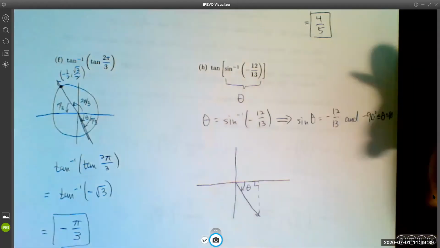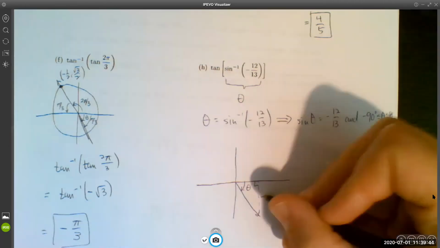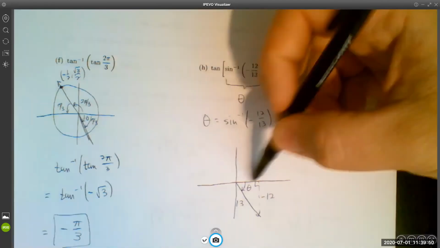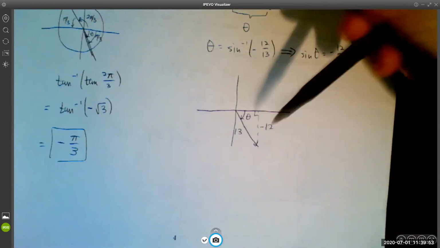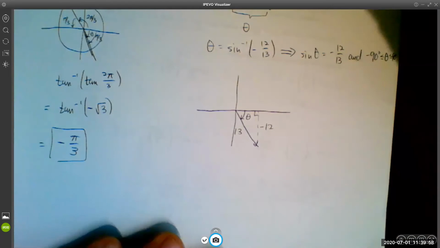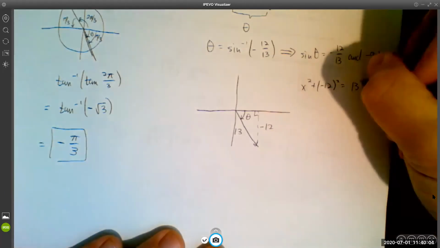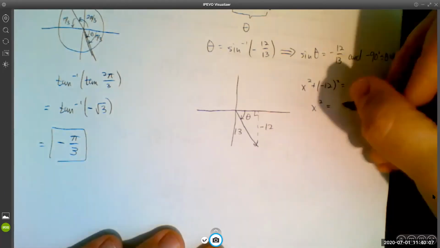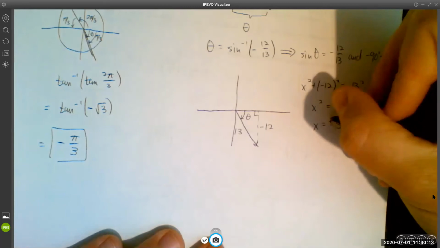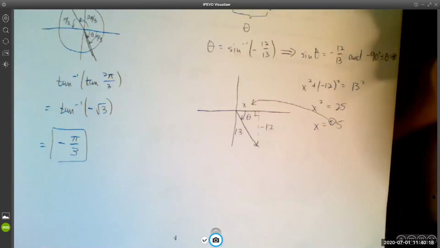Now sine theta is y over hypotenuse, that's negative 12 over 13. And now I can solve for this missing side. And again, you can see that since I'm in quadrant 4, x is going to be positive. So when I solve for x here, I'm going to take the positive value. I'm going to say x squared plus y squared equals r squared. So x squared is 169 minus 144, which is 25. X is plus or minus 5. But I'm going to take the positive version because x is positive in quadrant 4.